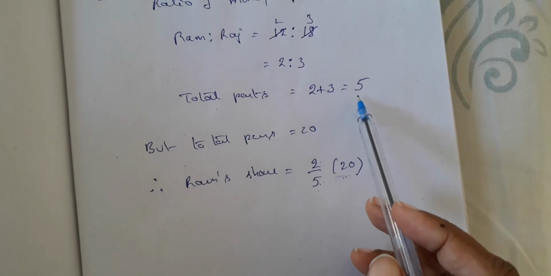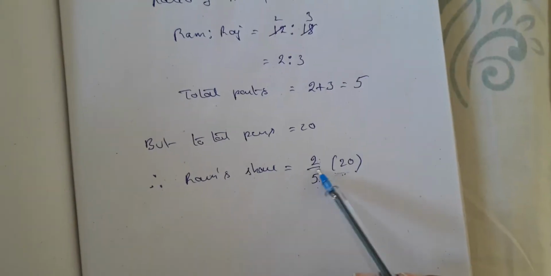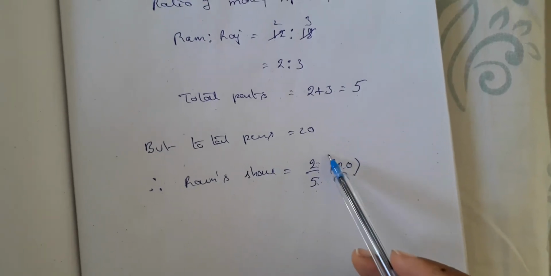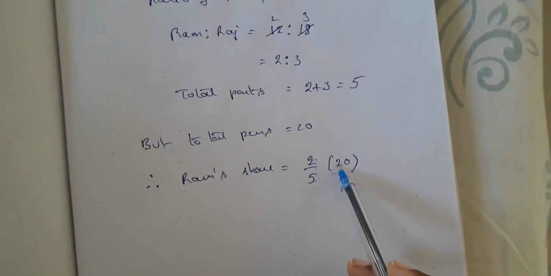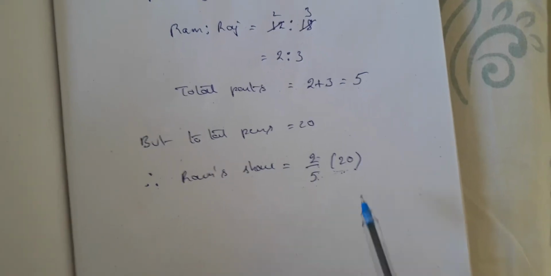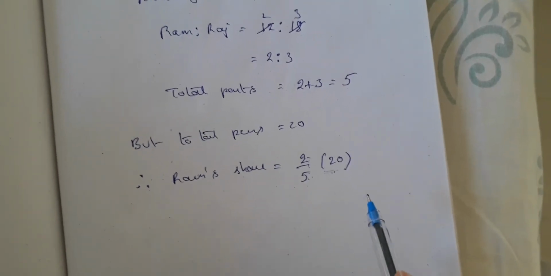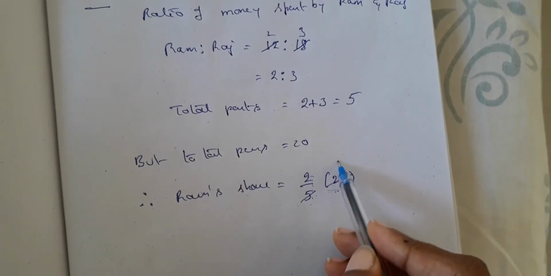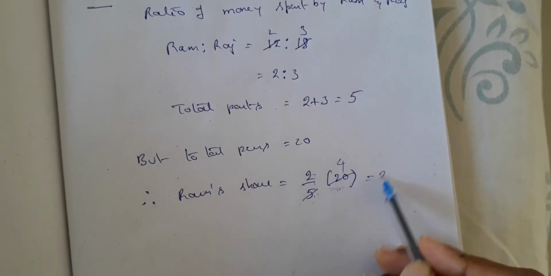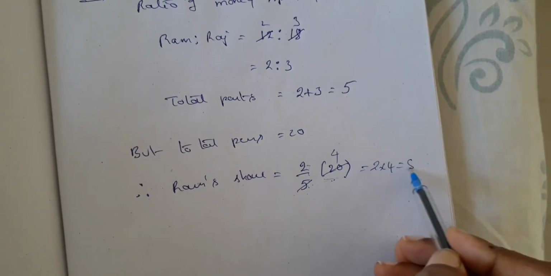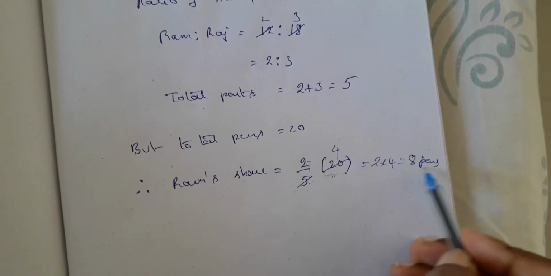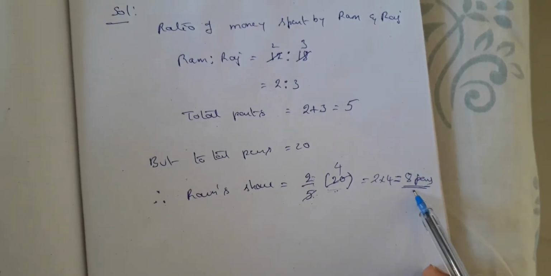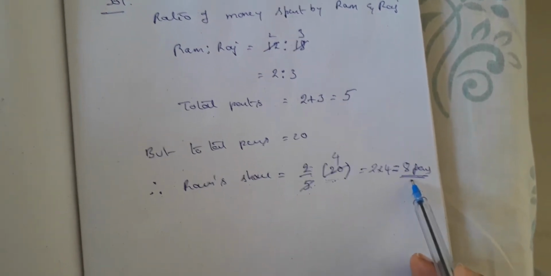So total shares we made is 5. Now out of 5 shares, how many shares should Ram get? 2 shares. And the total quantity is 20. So please children, this is the best way of understanding and solving ratio and proportion problems. Now cancel this one because 20 is in the numerator. 5 4s are 20. Now 2 into 4 is equal to 8 pence. So Ram's share is 8 pence.